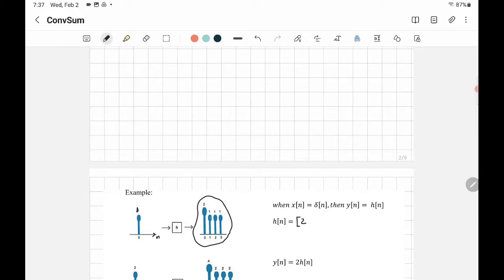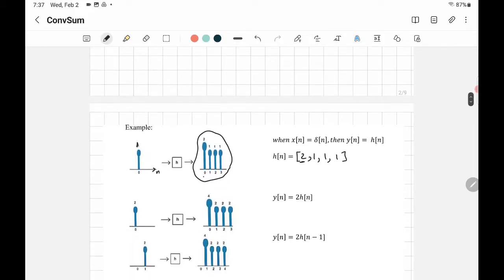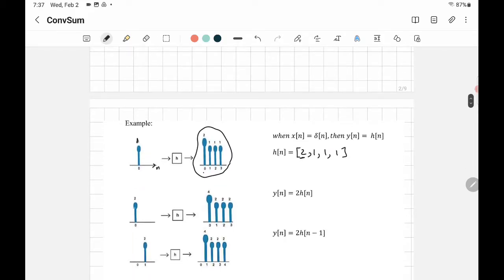2, and then you have 3 ones, and underline 2 because that's n equals 0. That's h of n. That's the impulse response of the system, which will characterize the linear time invariant system. Okay, now using this information, if you amplify the input signal by 2, the magnitude now is double the unit impulse. So what do you expect will happen to the output of the system? It will be doubled.